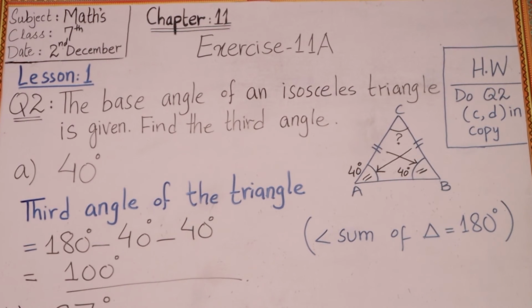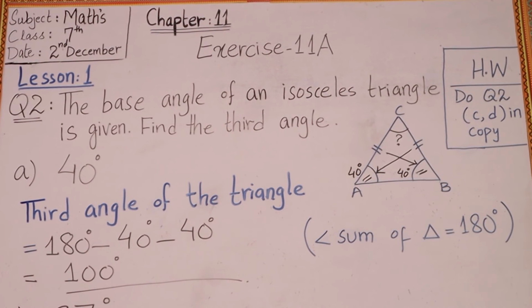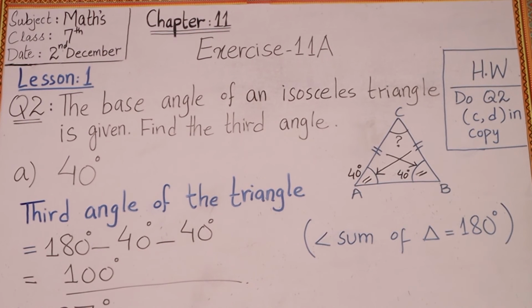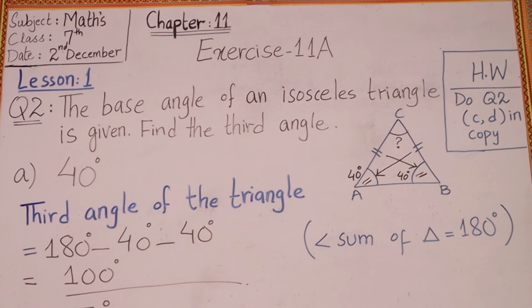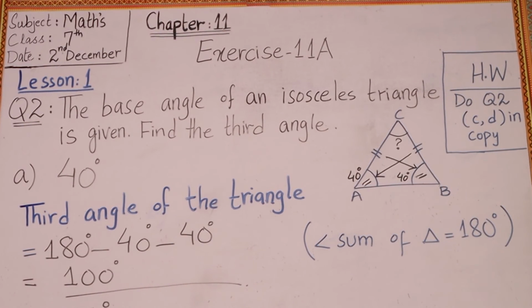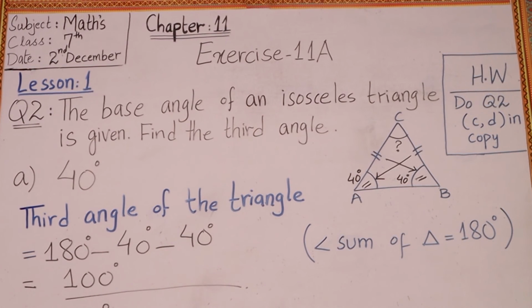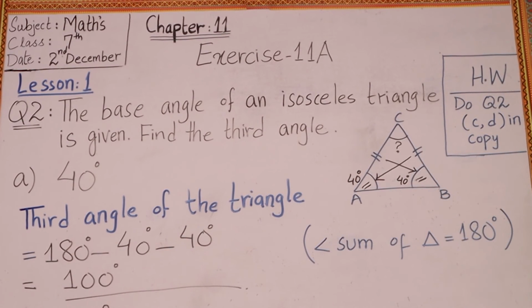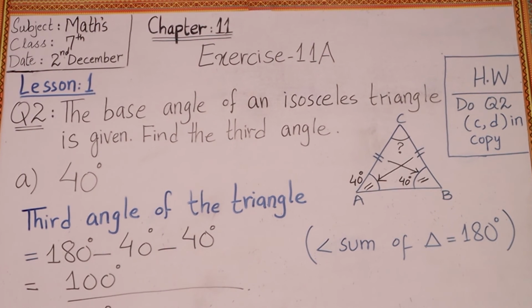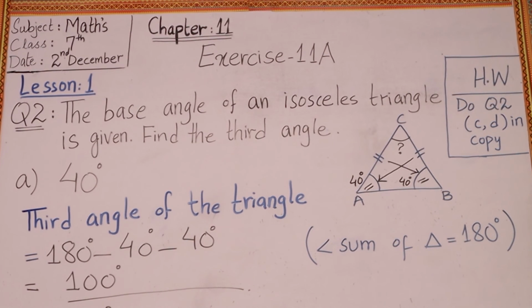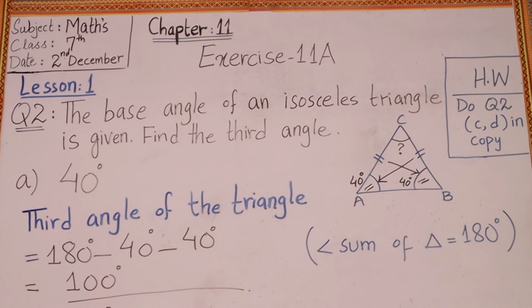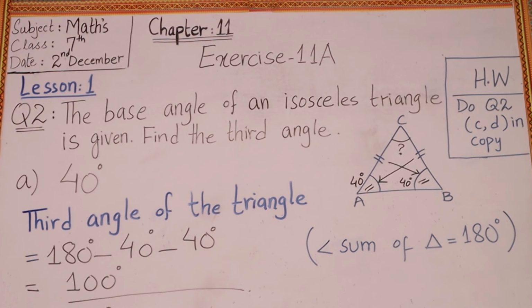Again, in question number 2, we have to find the third angle of an isosceles triangle. An isosceles triangle has two equal sides and the angles opposite to the equal sides are also equal. In the diagram, angle A and angle B are equal. Angles A and B are called base angles.